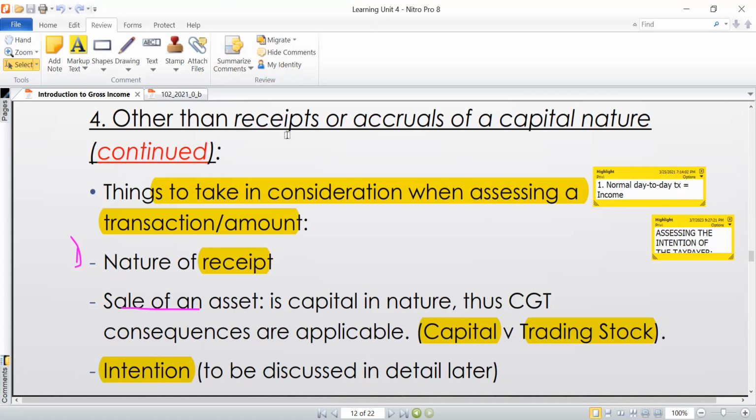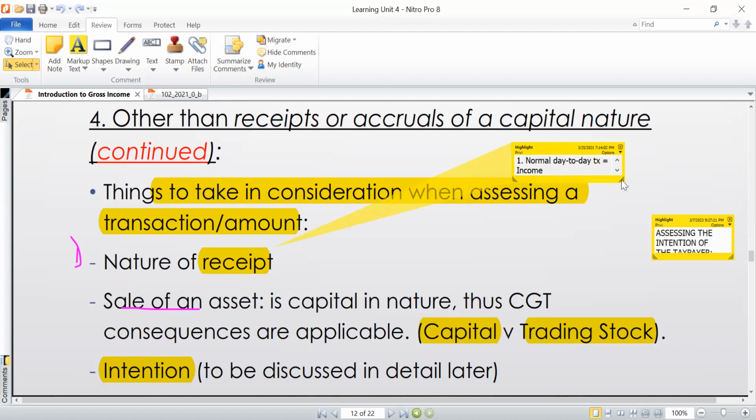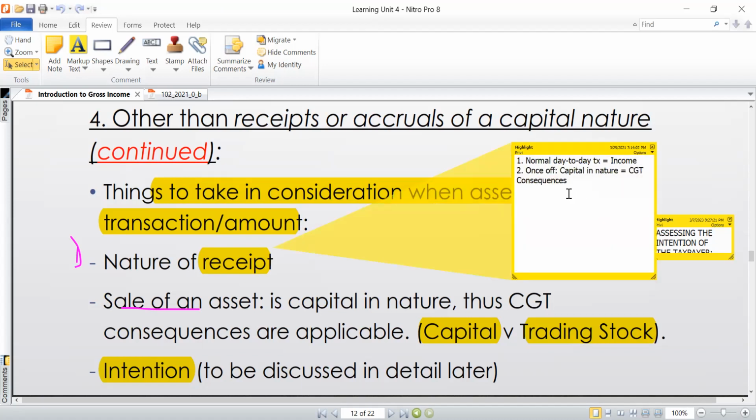So I mentioned that when you're discussing this element, you need to look at the nature of the receipt. And when you're looking at the nature of the receipt, one of the things I emphasized is to ask: is it a day-to-day transaction that you're looking at, or is it perhaps a once-off transaction? If the transaction constitutes a day-to-day transaction, therefore it means the receipt or the accrual in question is income in nature. So if it's income in nature, it simply means that it's not of a capital nature in that case. And by the way, if it's income in nature, it qualifies to form part of the gross income of a taxpayer in a particular year of assessment.